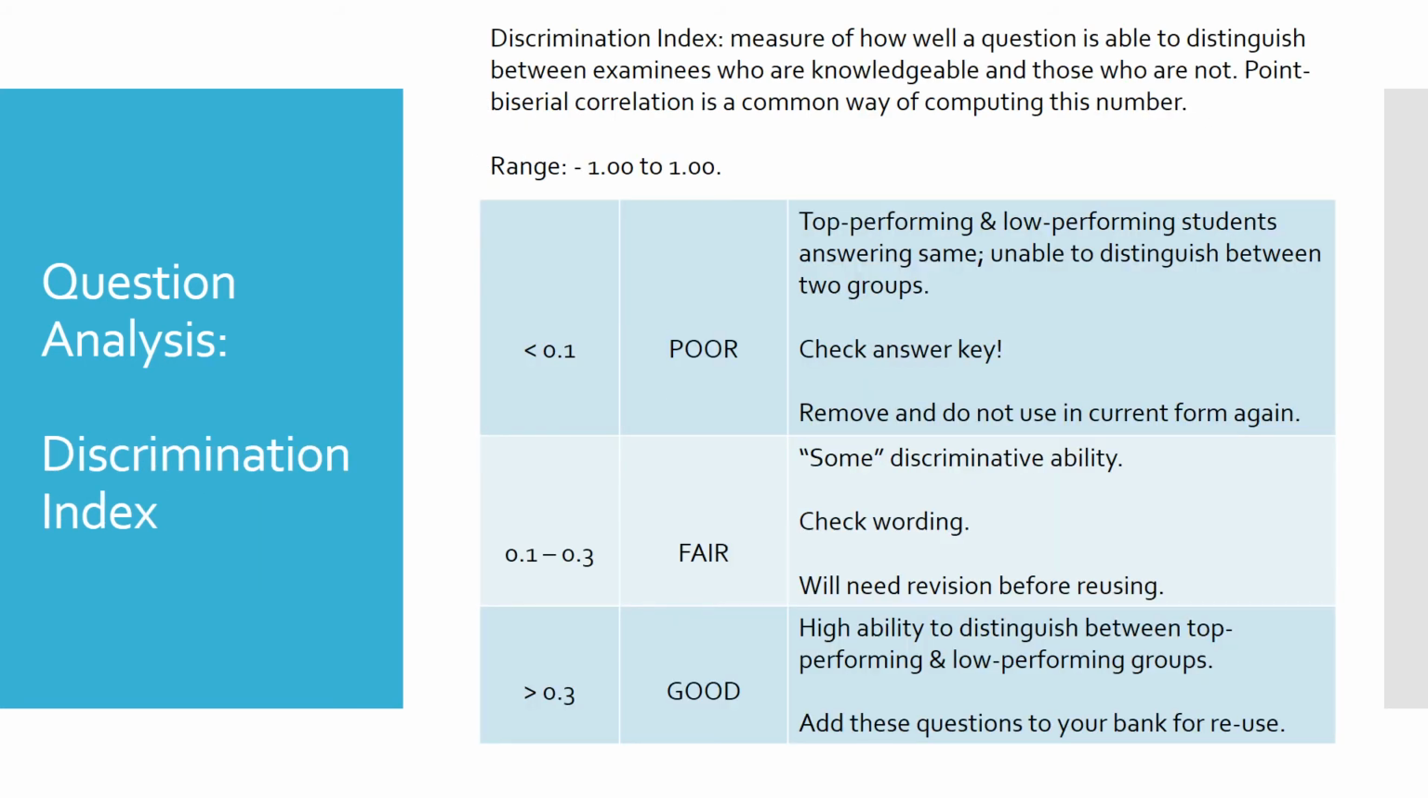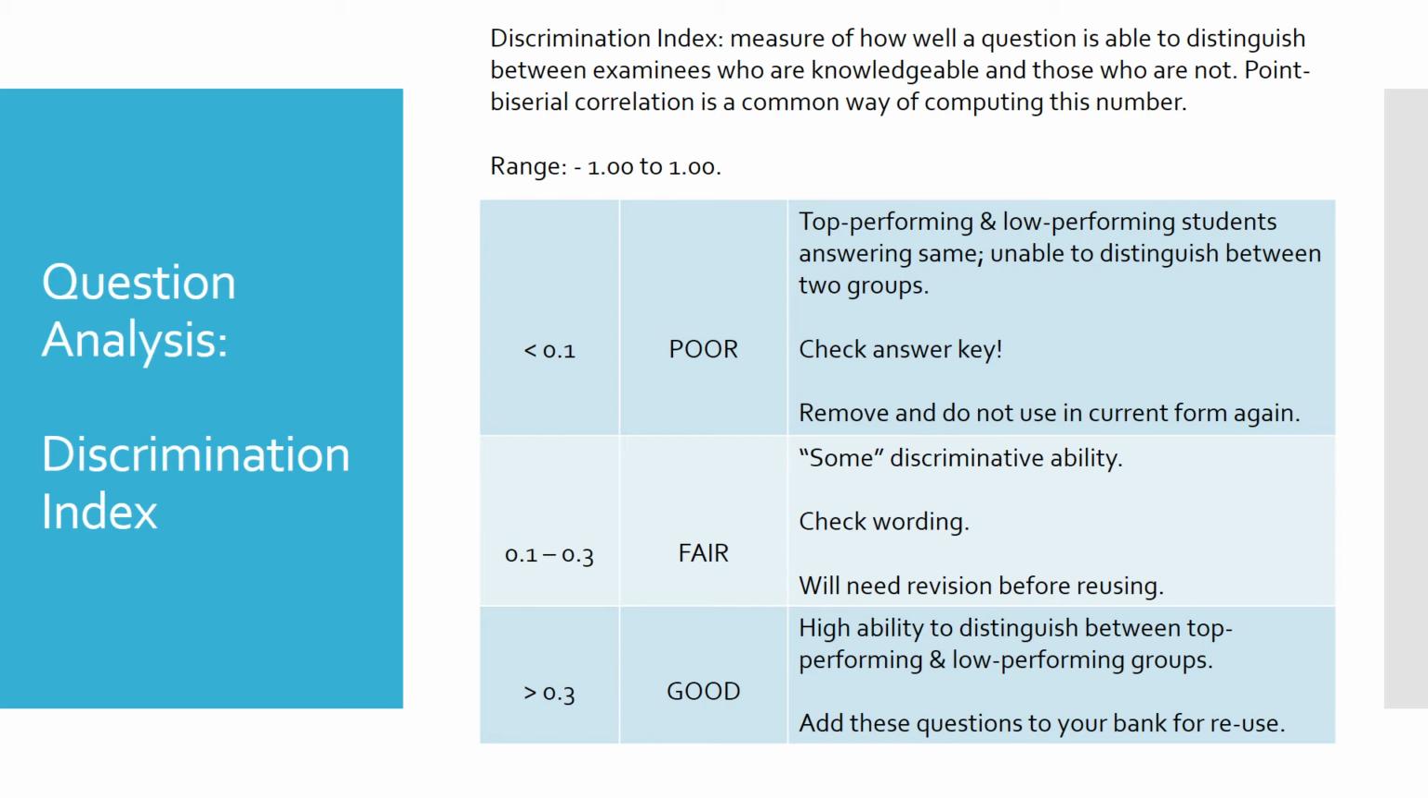If we then go and look at the discrimination index, the discrimination index is looking at how well a particular question is able to distinguish between students who know what they're talking about or know the answers versus those who don't. And a point biserial correlation is a common way of computing this number, and that will actually be spat out in a lot of item analysis reports.